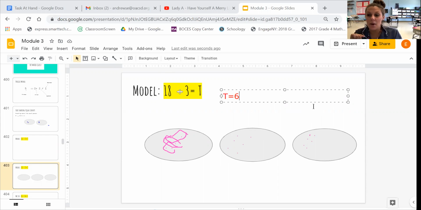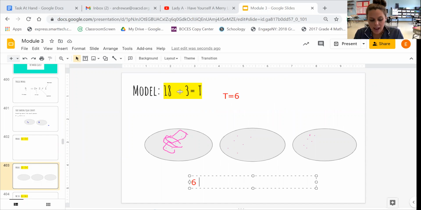Now, I did tell you, I want you to think about how could we double check our work? So we would do the inverse operation. We would check and see the opposite. 6 times 3, does it equal 18? 6, 12, 18. Awesome. So the inverse operation is multiplication.